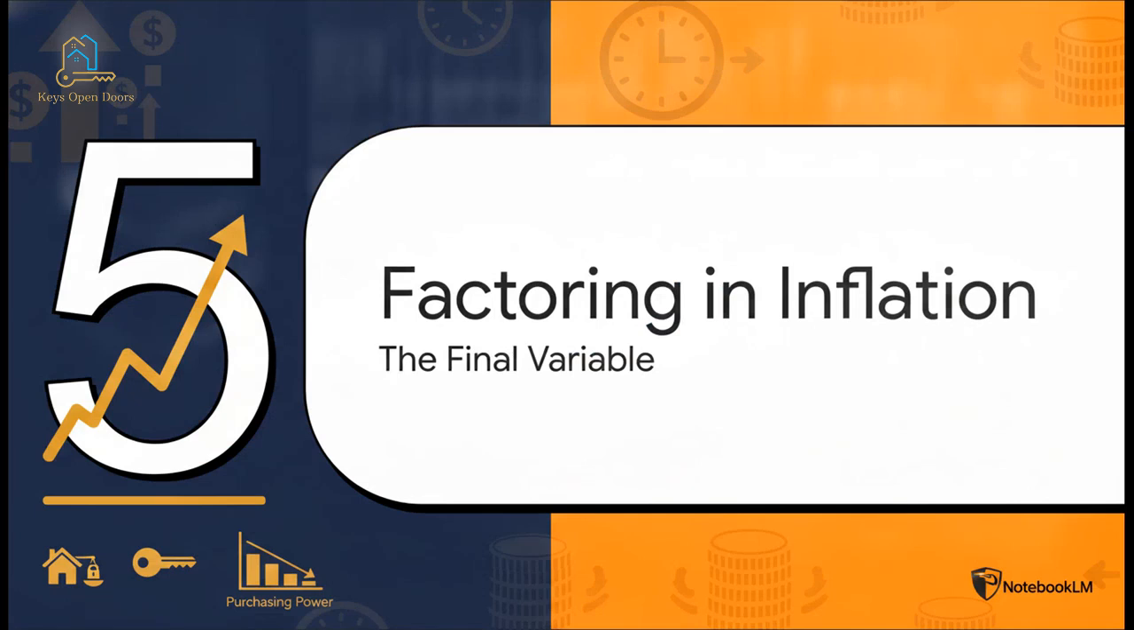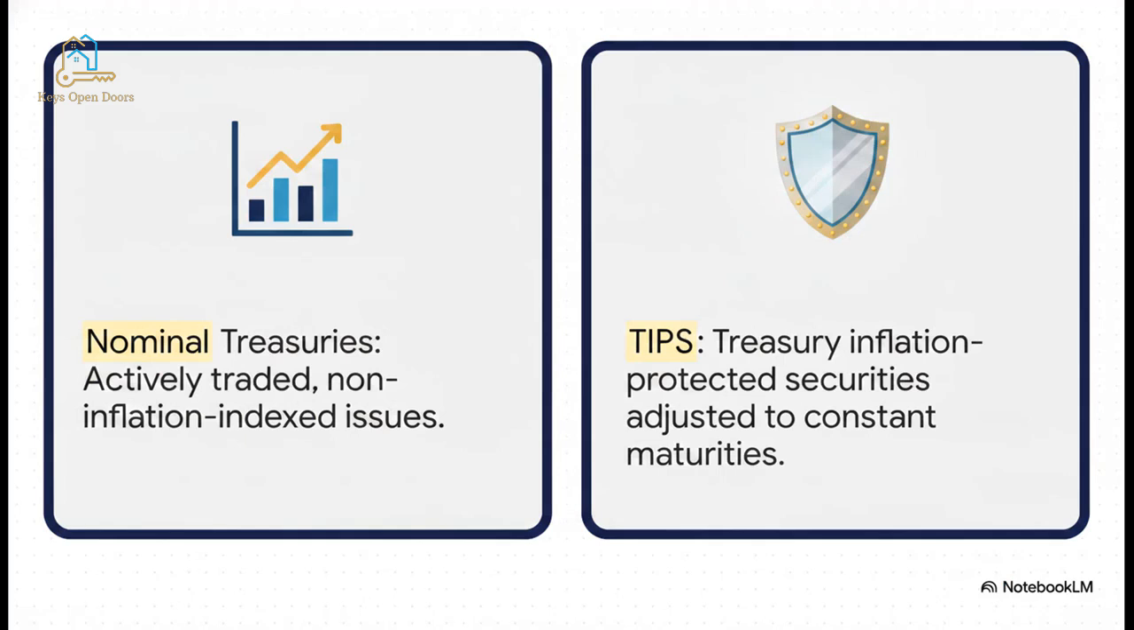Section 5, factoring in inflation, the final variable. So how does the market actually account for the erosion of purchasing power over time? Well, the H.15 elegantly splits U.S. government securities into 2 distinct buckets. On one side, you've got nominal treasuries. These are actively traded, but they do not account for inflation at all. Then, on the other side, we have TIPS, which stands for Treasury Inflation Protected Securities. These are specifically designed to automatically adjust based on inflation. By putting these two side by side, the Treasury basically lets us separate out what part of a yield is just paying you for your time and what part is specifically compensating you for expected inflation.